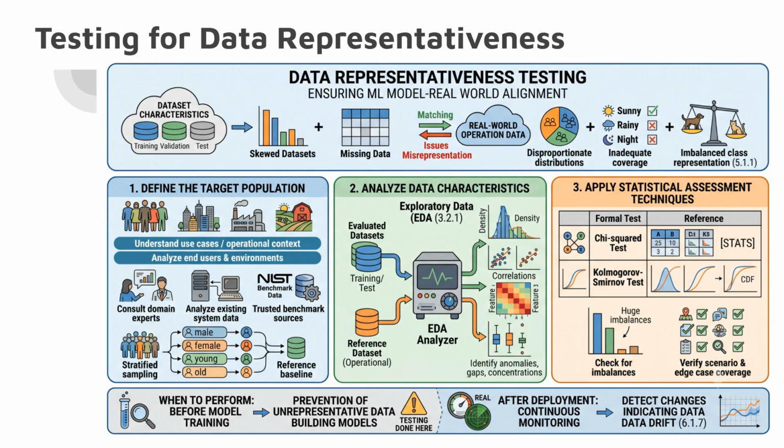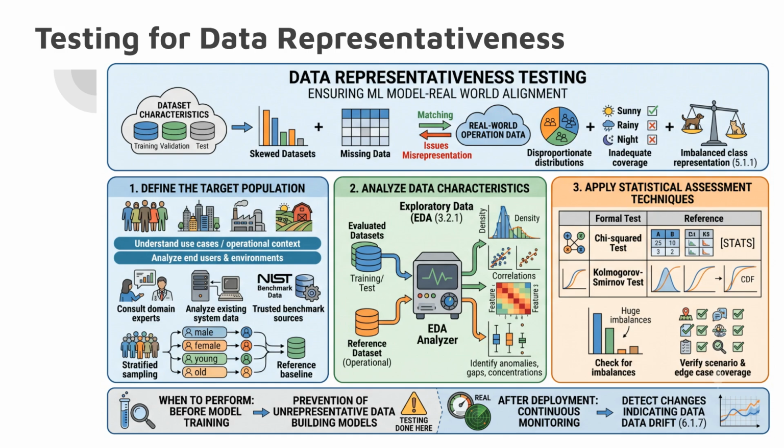3. Apply statistical assessment techniques. Use formal statistical tests such as chi-squared and Kolmogorov-Smirnov to compare distributions. Check for data imbalances, particularly in classification problems. Verify adequate coverage of both typical scenarios and edge or boundary cases.